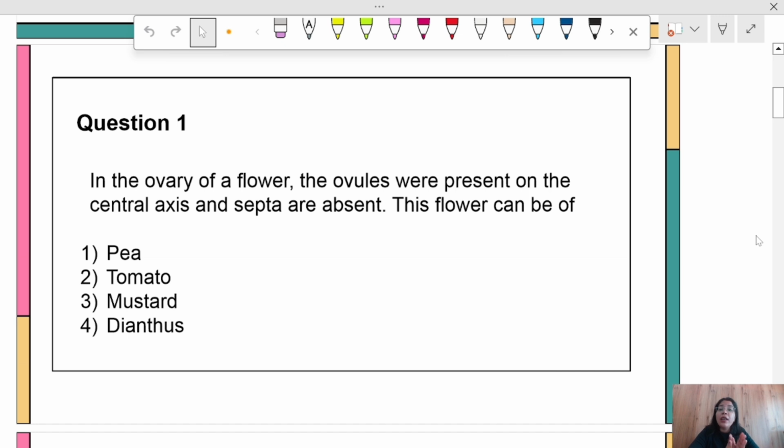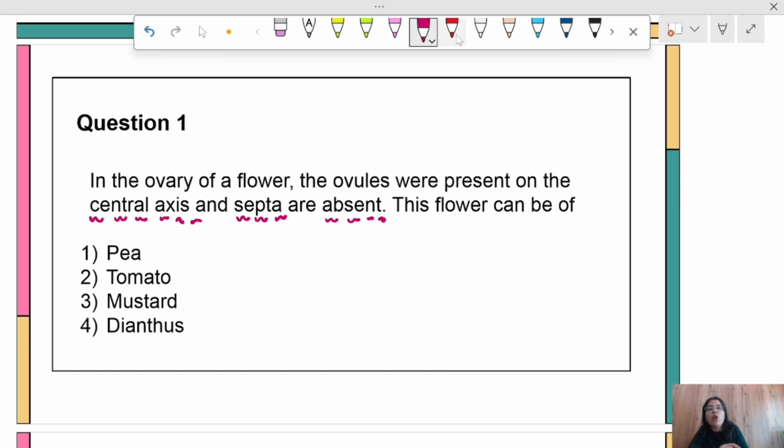They have asked: in the ovary of a flower, the ovules were present on the central axis and the septa are absent. This flower can be of, and the options are pea, tomato, mustard, and dianthus. So, what do you think? In this question, they have already given you central axis, ovules inside the ovary attached on the central axis, right? And septa is absent. Okay, septa is a plural word, sorry. So septa are absent. Okay, so there is no septa and all the ovules are attached on central axis.